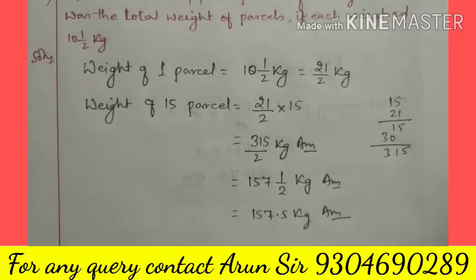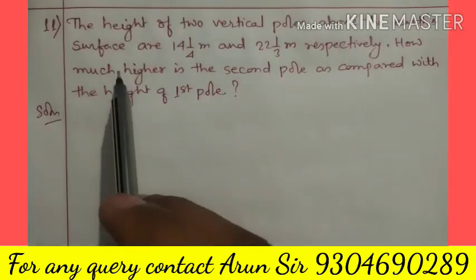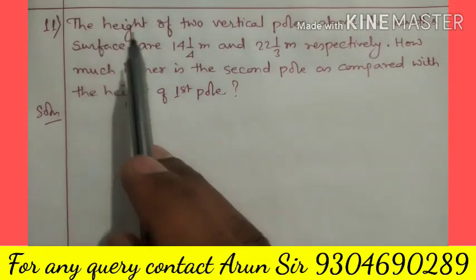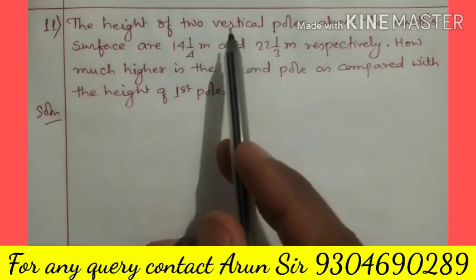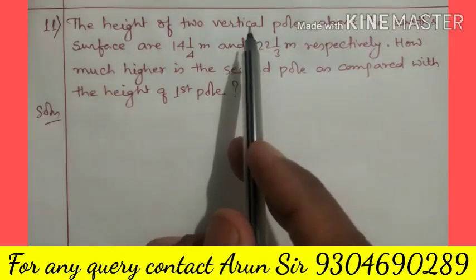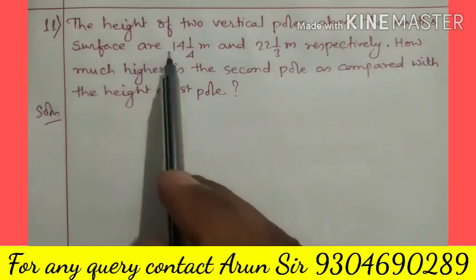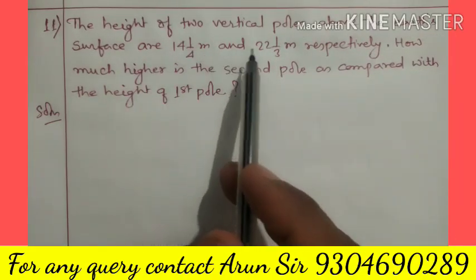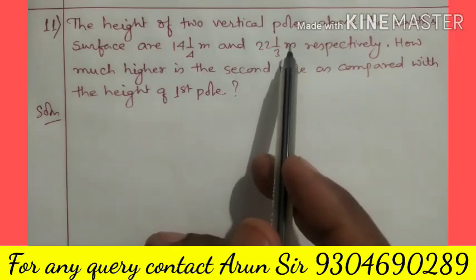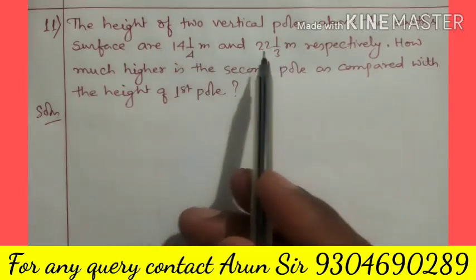Next we will see another question, and question number 10 you will solve on your own. We will see question number 11. Question number 11 is saying the height of two vertical poles. Vertical means standing straight up. The heights of two vertical poles above the earth's surface are 14 whole 1 by 4 meter and 22 whole 1 by 3 meter. This is the height of the first pole. This is the height of the second pole.